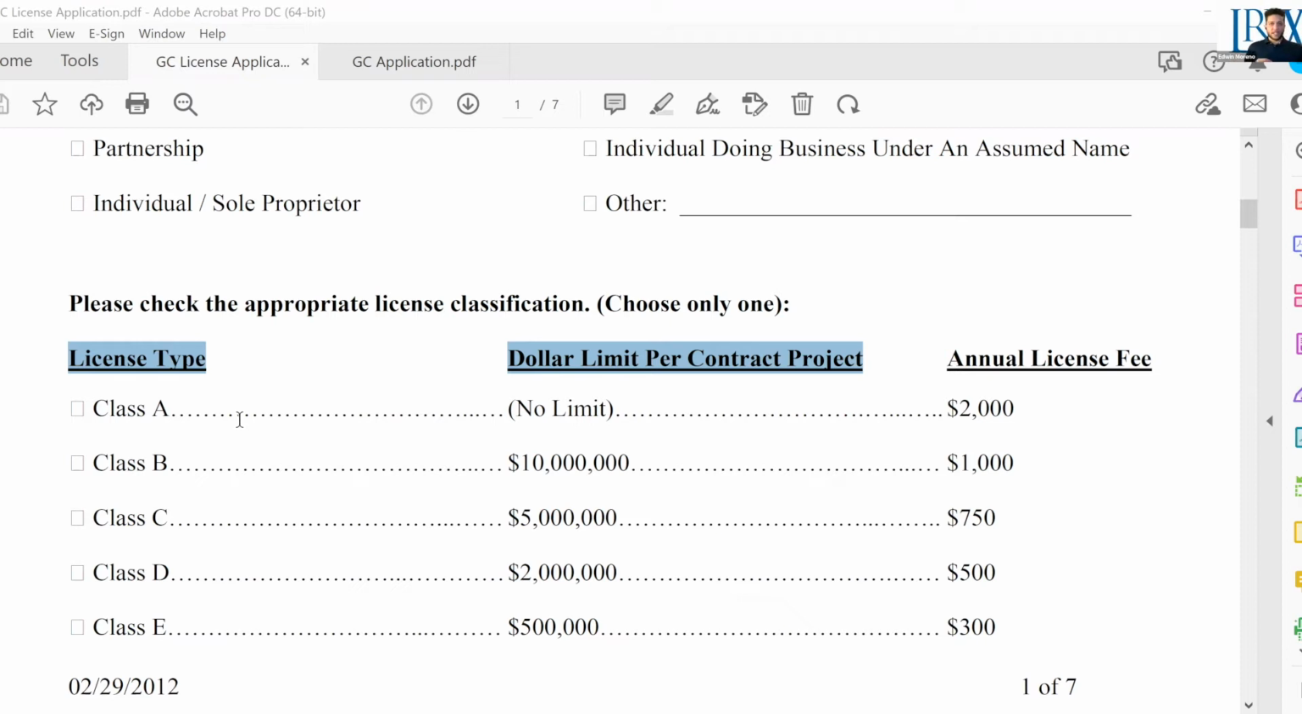There are different classes of licenses: class A, B, C, D, and E. Class C, D, and E require the same insurance limits. Class A and B require higher insurance limits because you are bidding and going for larger projects. If you're going for projects that are 10 million and over, you need a class A license and you're going to need a higher liability limit. If you're going for the class B license for $10 million projects and lower, you're going to need a lower limit, but not as low as class C, D, and E. And those fees are different as well depending on the license that you go for.